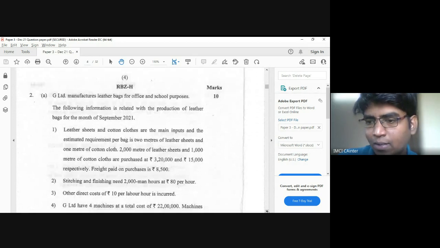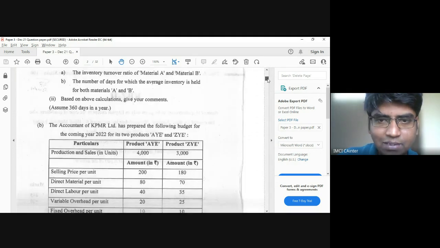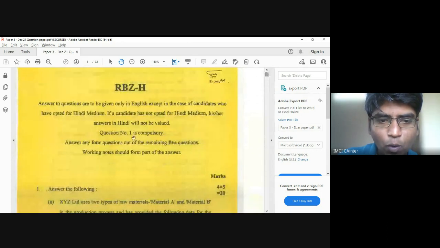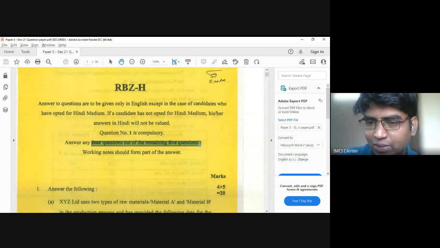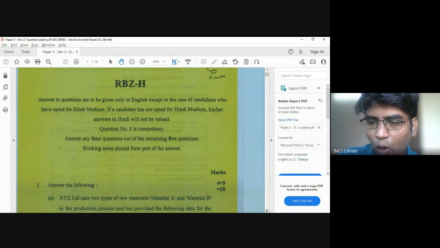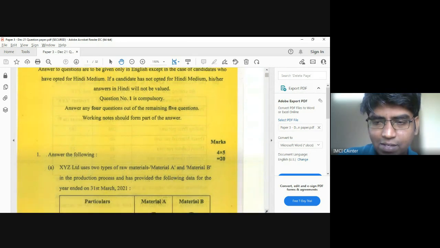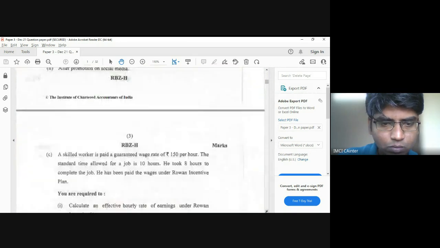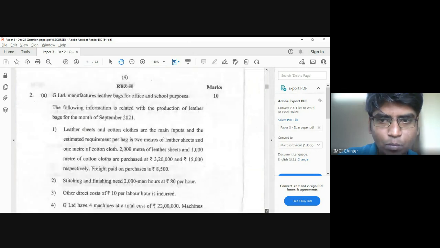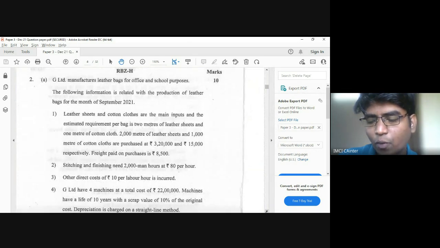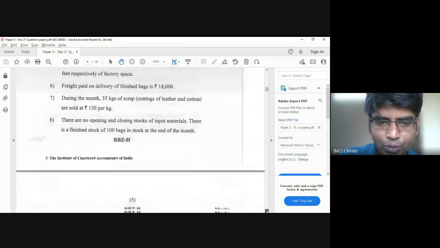Now coming back, the first question is compulsory, and out of the remaining 5 questions they have talked about, we attend 4. How this has been bifurcated, we will see. Just coming back to question number 2: 2, 3, 4, 5, 6. So 5 questions, and we have to attend 4. Here it has been bifurcated into 10 marks each.